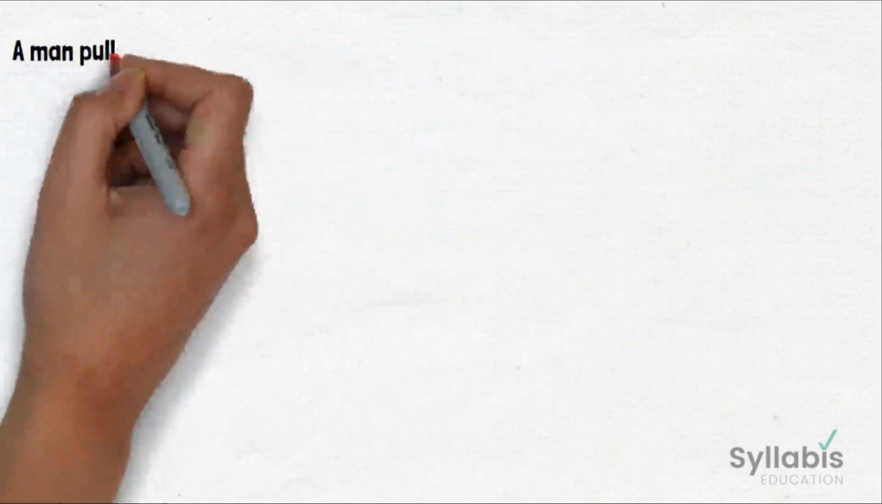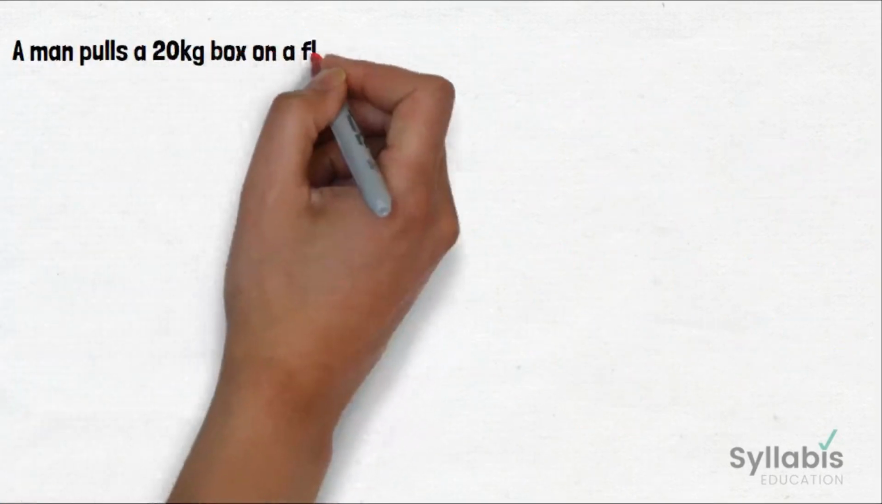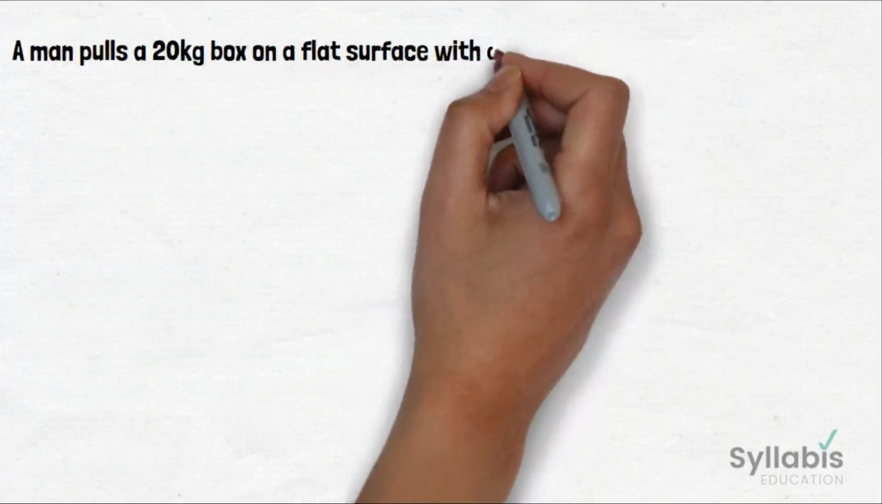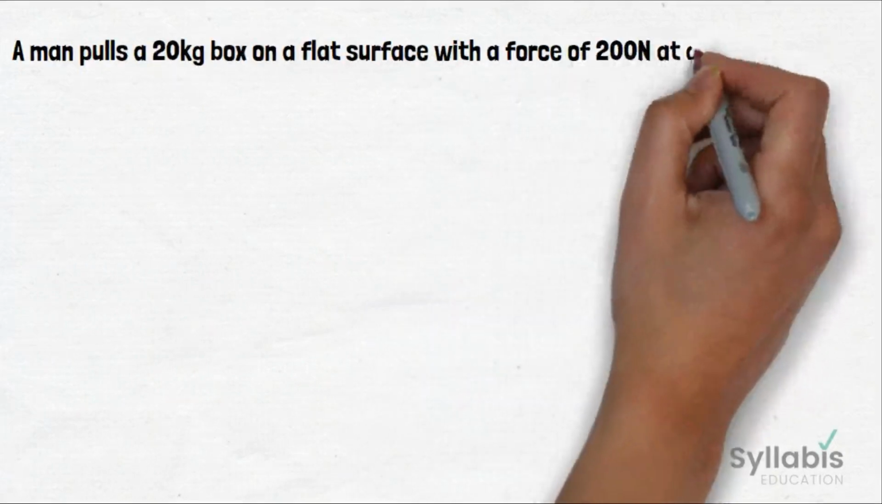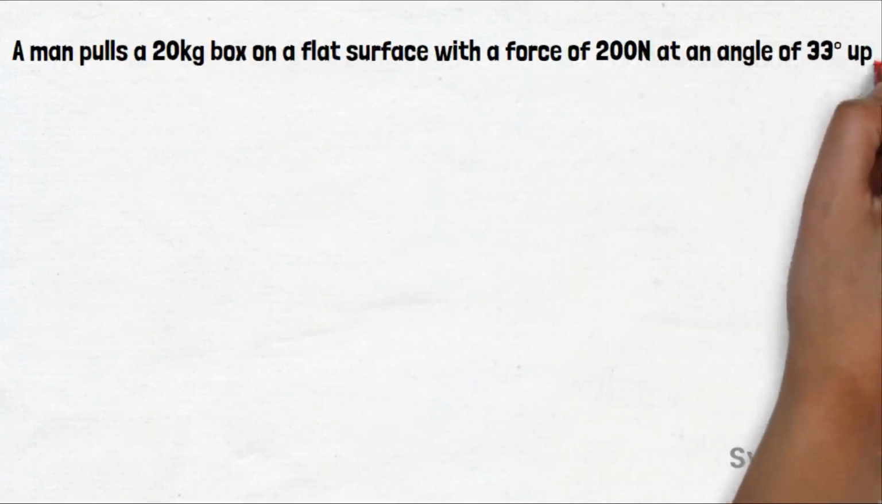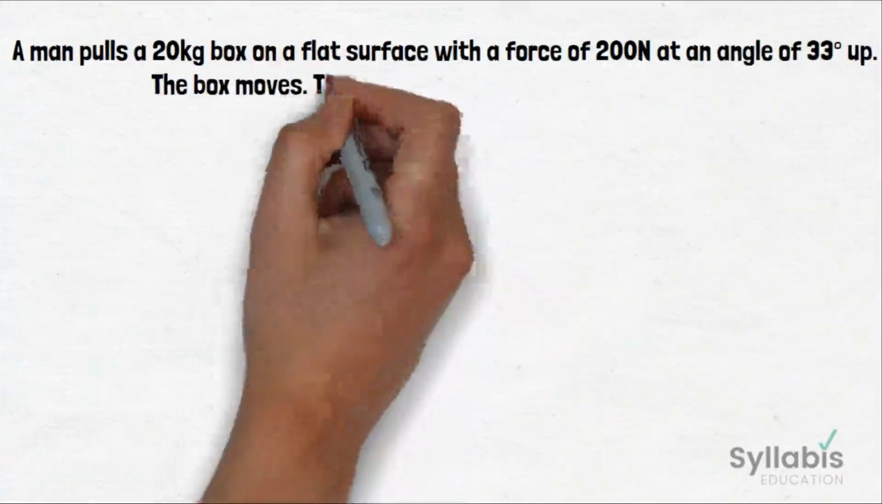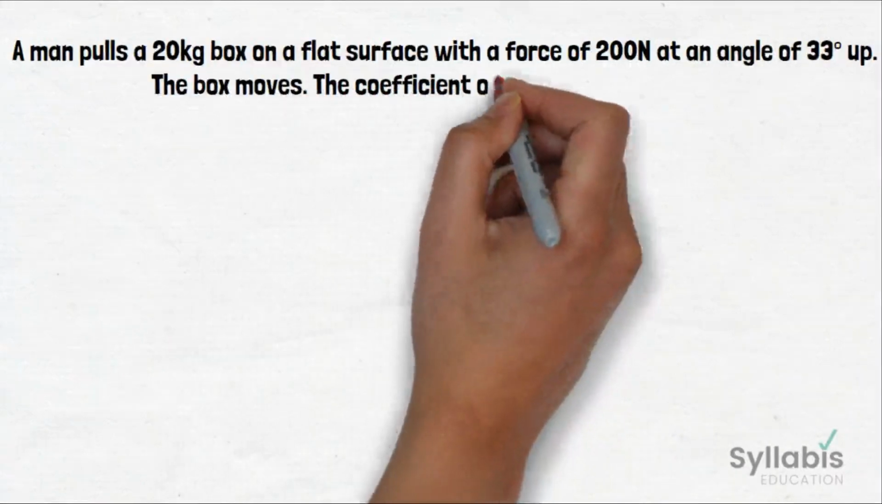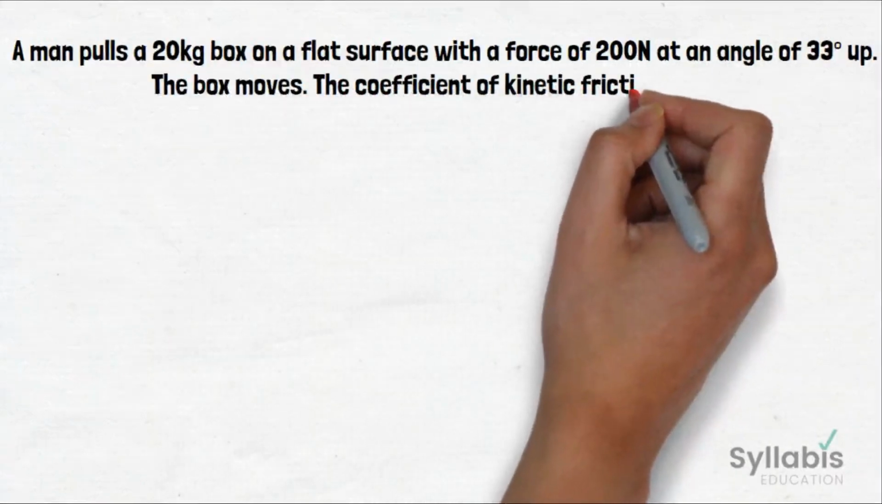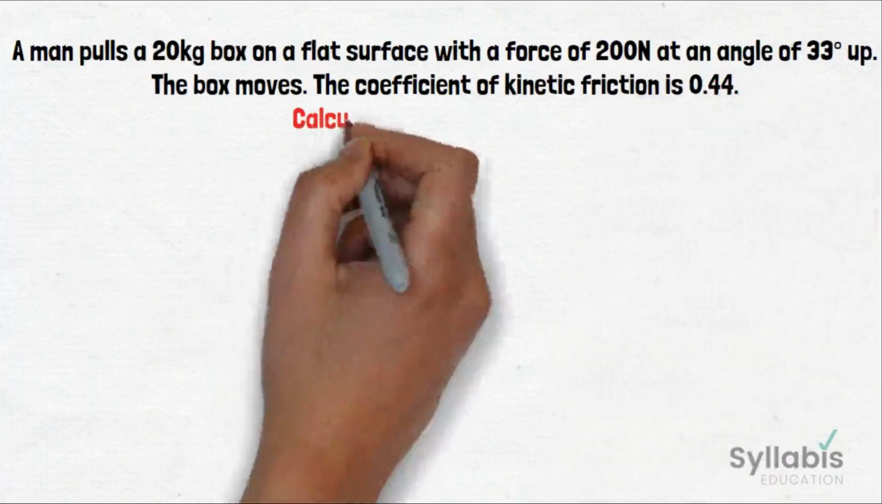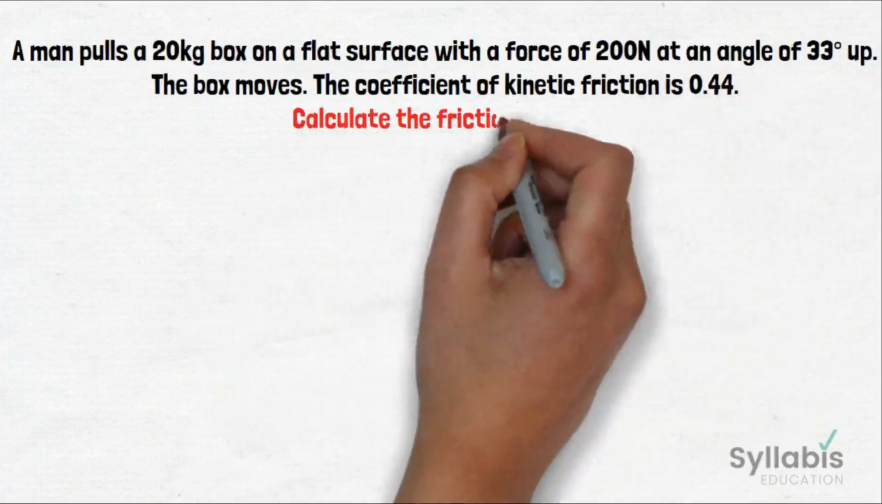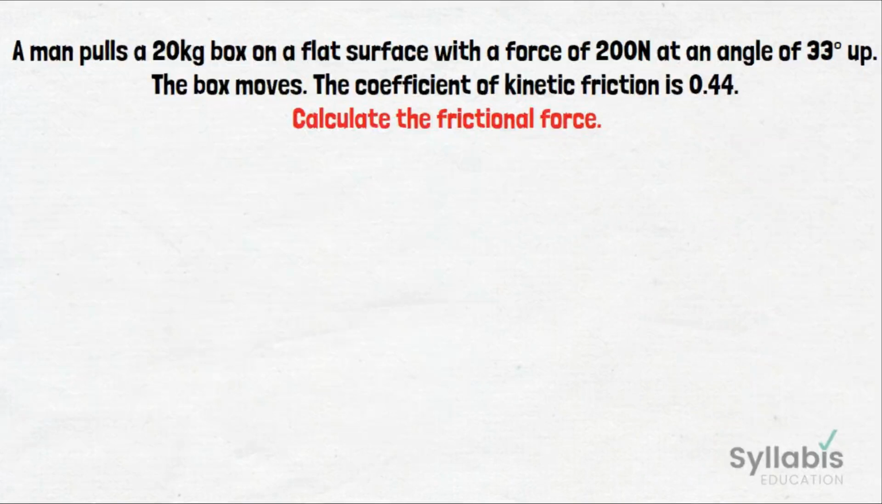Here's an example. A man pulls a 20-kilogram box on a flat horizontal surface with a force of 200 newtons at an upwards angle of 33 degrees, and the box moves. The coefficient of kinetic friction is 0.44. Calculate the frictional force.